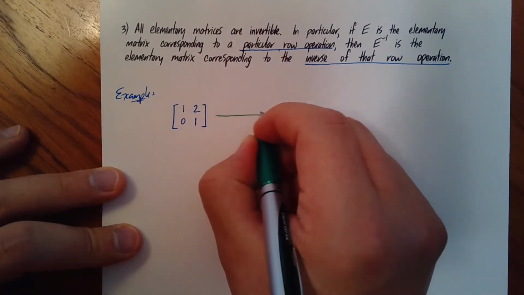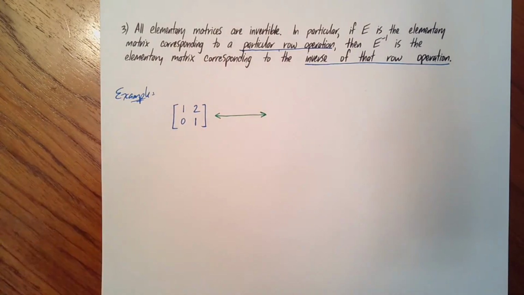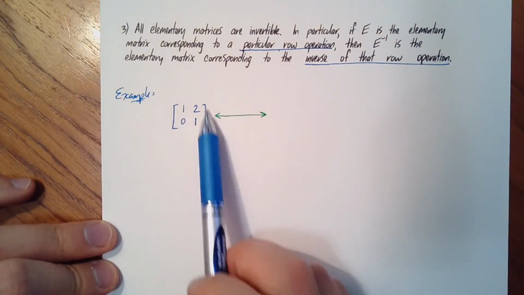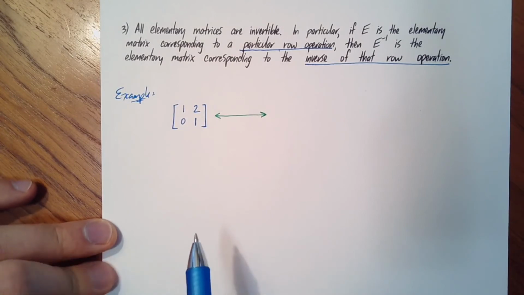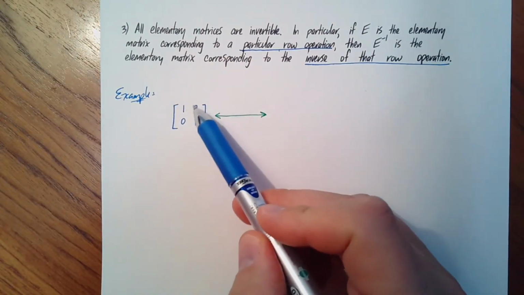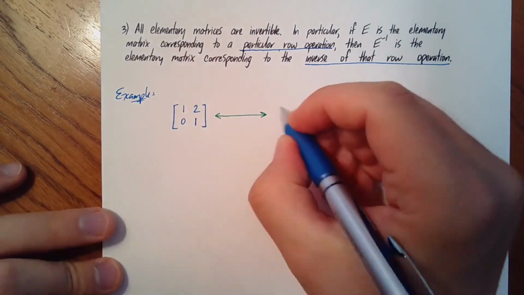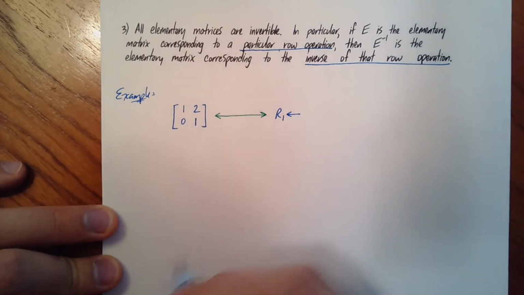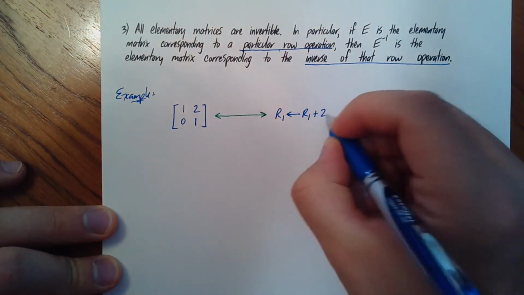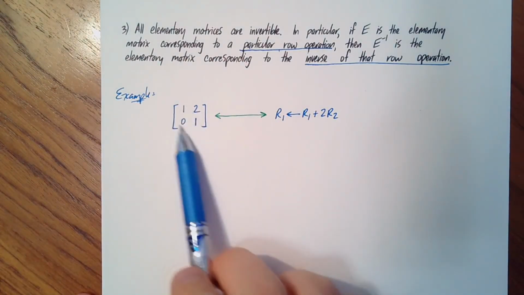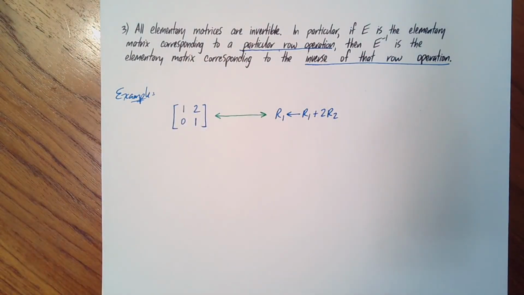So let's draw that correspondence. What would I have to do to the 2x2 identity matrix to get this back as a result? Well, if I took the 2x2 identity matrix and added row 2 to row 1 twice, that would have the effect of introducing this 2 here. So this corresponds to the row operation: row 1 is replaced with row 1 plus 2 row 2. That's the correspondence between this elementary matrix and this elementary row operation.